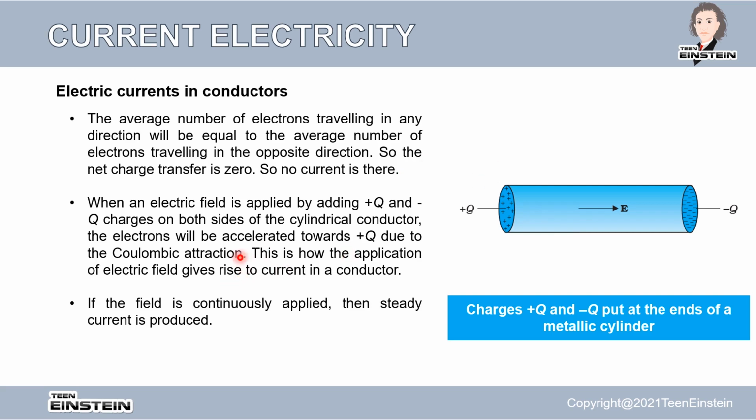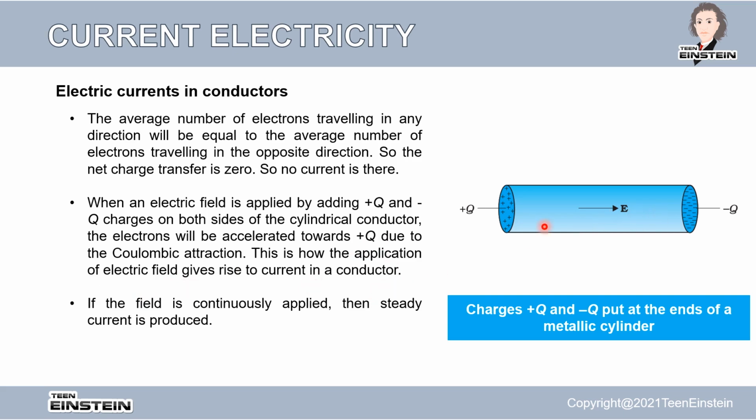And when an electric field is applied by adding plus Q and minus Q charges on both sides of the cylindrical conductor, we are assuming a cylindrical conductor which has a circular cross-sectional area. You keep plus Q charges here and minus Q charges here. By doing this, we are creating an electric field inside this conductor. The electric field goes from left to right as shown in the picture. The electrons will be accelerated towards plus Q due to the Coulombic attraction. This is how the application of the electric field gives rise to current in the conductor.